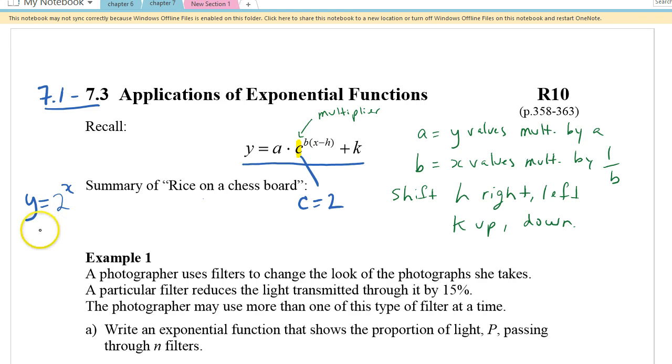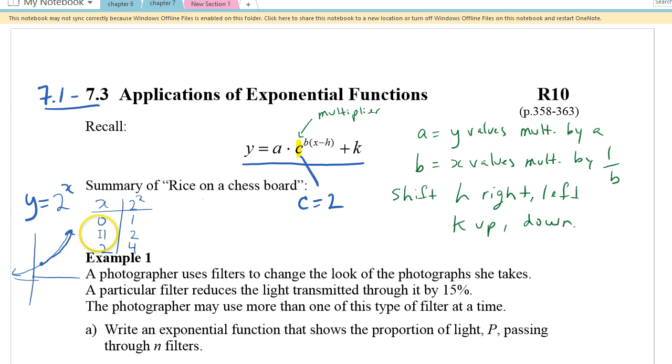Let's see what this would look like. If we make an x and a y column here, with 2 to the power of x, 0 gives 1, and 1 gives 2. Those are our two common points that we are always aware of. If we put in a 2 for x, then we get a 4. And the basic shape is like this. Of course, for our chessboard and the rice, the domain wouldn't start at 0. It'd probably just start at 1, and go up like that.